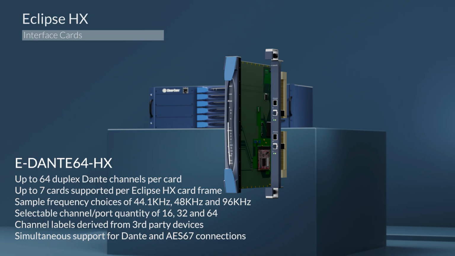Network redundancy with primary and secondary NICs. On each card, any number of channels up to 64 can be configured as intelligent trunks. One or more cards can support intelligent linking to other Eclipse HX matrix frames over IP infrastructure.